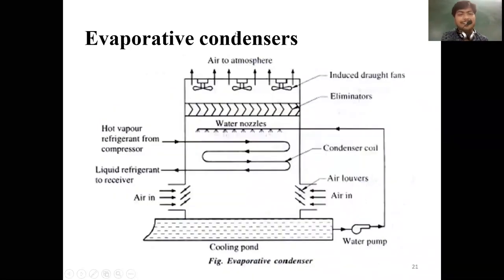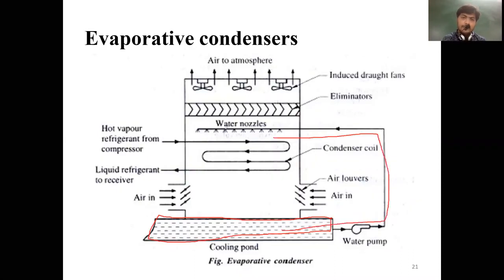Next, very important, the evaporative type condenser. This is a cooling pond where water is filled. It is supplied through a water pump to the nozzle. In the nozzle, it comes out in spray form. This is cold water in the form of spray. The water nozzle is used to spray the water on these tubes. In these tubes or condenser coil, hot vapors flow and we obtain liquid refrigerant.